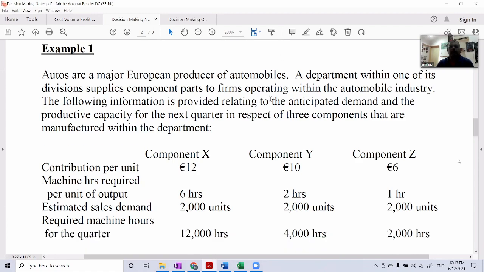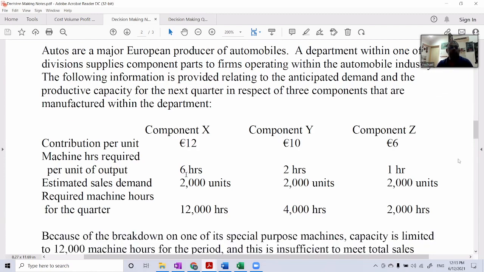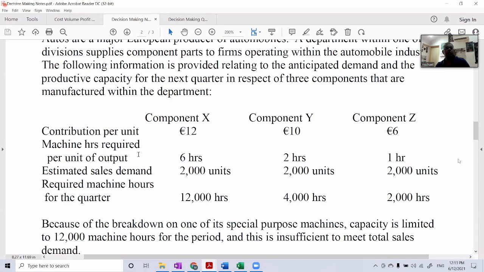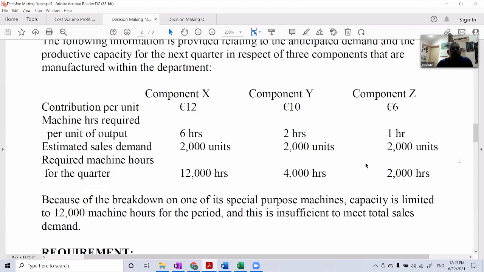So you have contribution per unit. Now, again, in this example, contribution per unit is already given. Machine hours required per unit of output: each unit of X requires 6 machine hours, Y requires 2, Z requires 1. Estimated sales demand is given here, as you can see. Required machine hours for the quarter is 12,000, 4,000, and 2,000.